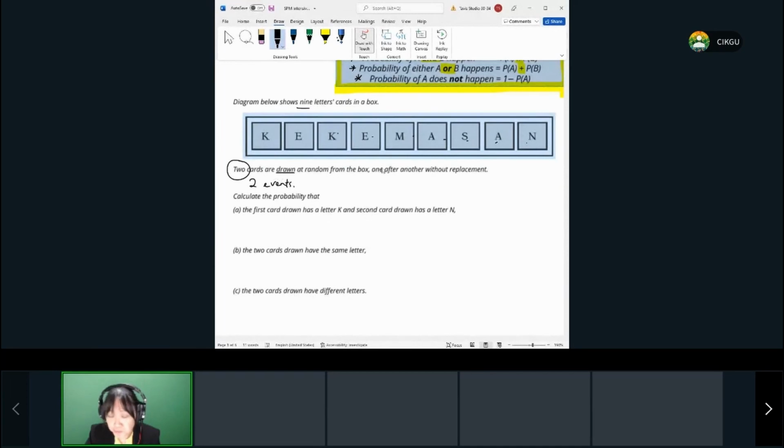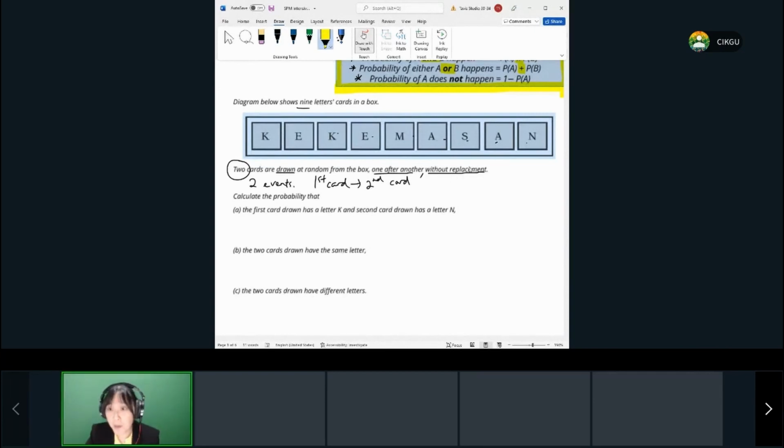So 2 cards are drawn, one after another. Okay, one after another means you cannot draw 2 cards at the same time. Cannot. That means you have to draw the first card first. After you draw the first card, then only you can draw the second card. That's what it means by one after another. You cannot pick 2 at the same time. Okay. And one more keyword, without replacement.